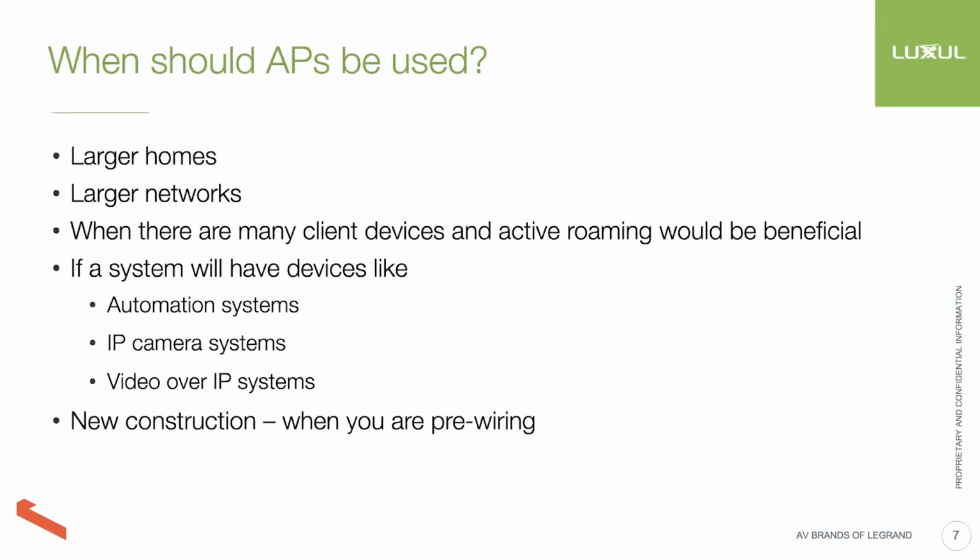Typically, if it's new construction and you're going to be pre-wiring the job and have the ability to pull wires wherever you need them, then we always recommend pulling more than you think you're going to need, to more locations, and then you have options to place APs wherever you need to or want to for that job. So again, those are not necessarily hard and fast rules, but as general rules, that's the approach you want to take for mesh versus APs.